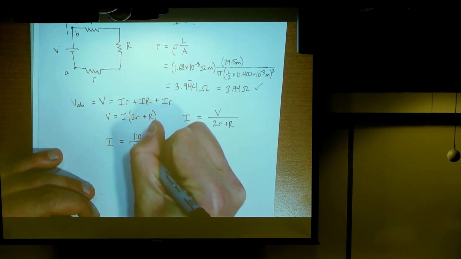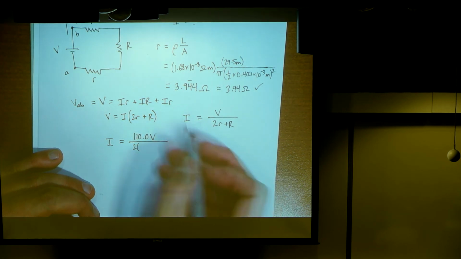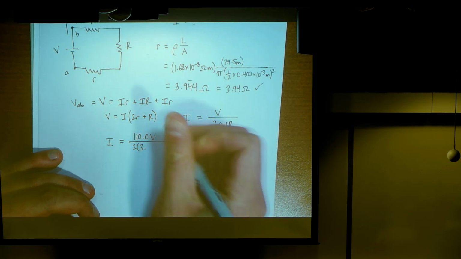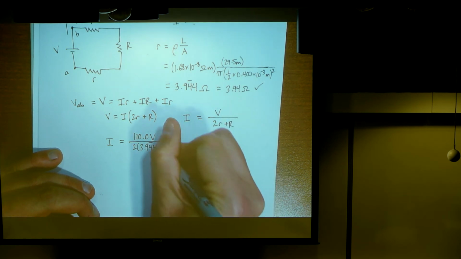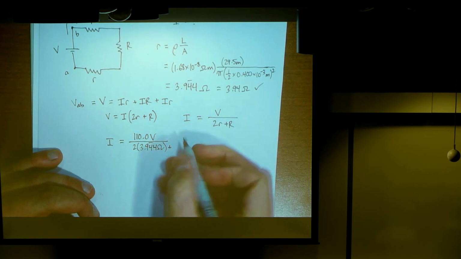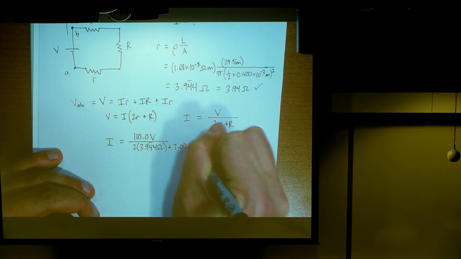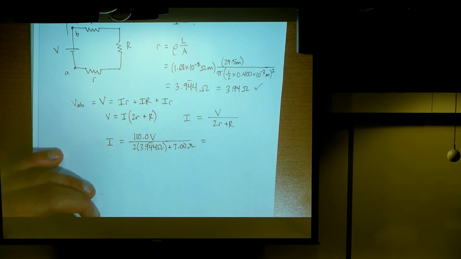Okay. So we have 2 times little r, which is 3.944 ohms, plus big R, which is 7 ohms. So how much current are we drawing from the wall here?